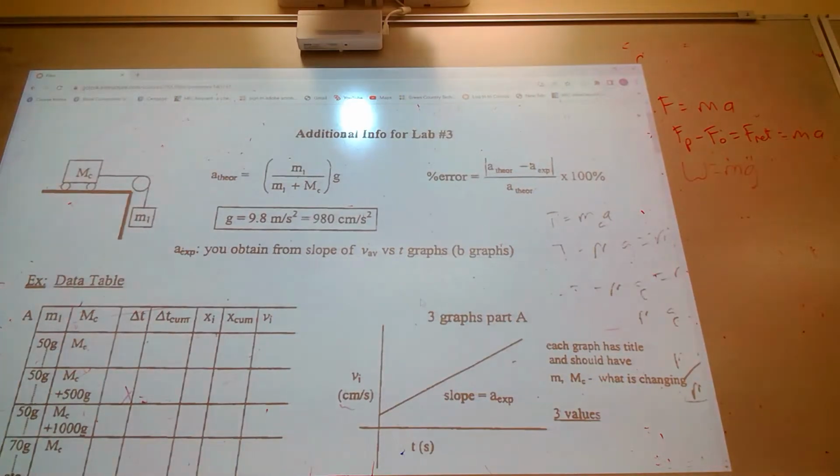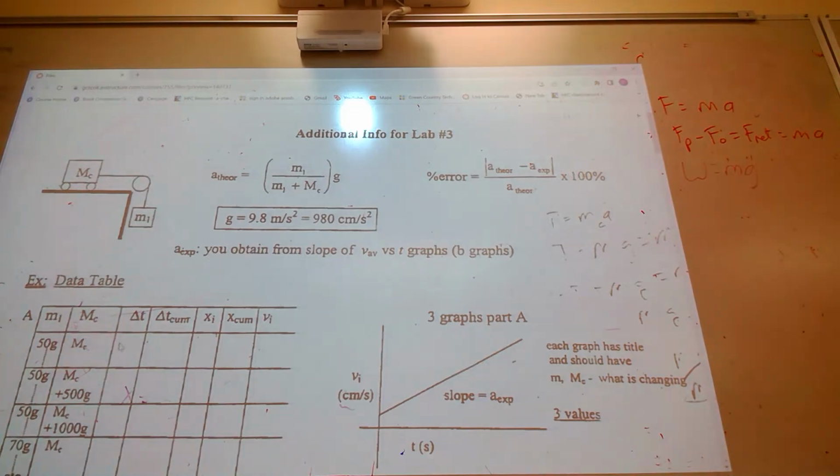Then you have these 3 graphs, velocity versus time. So you're going to get the slope of those 3 graphs in part A. That's 3 slopes. Those are your experimental. So they have your slope is equal to A experimental. And then they have up here, your percent error is your theoretical.